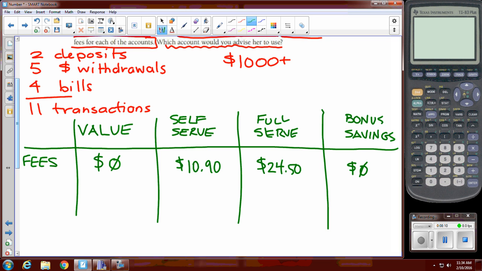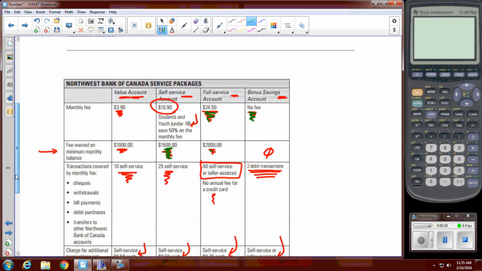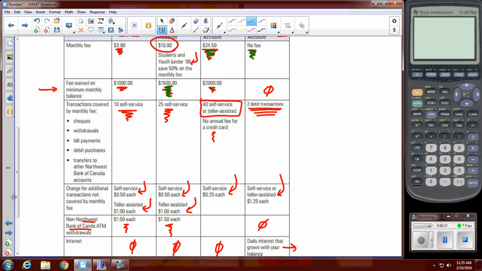Now we're going to talk about her actual transactions. Now her transactions were all self-serve, and if we look, we had 11 of them. So if we consider again how much she's going over these, we'll flip back to the chart again. On the value added account, she was allowed 10 of them. So she's one over, and she's going to have to pay 50 cents for going one over.